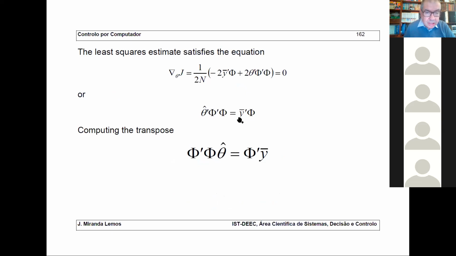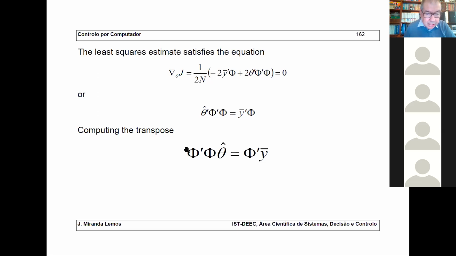Now, this system of equations is on theta transposed. So I transpose everything. If I transpose everything, remember, when I transpose a product, I have to transpose the elements and put them in the reverse order. So I start with phi transposed times phi transpose, which is phi here, and times theta hat transpose, which is theta hat. And here I have phi transpose times y bar transpose, which is y bar. I'm changing the order, okay? So what do I have here?